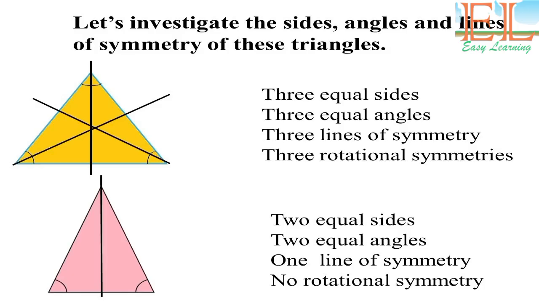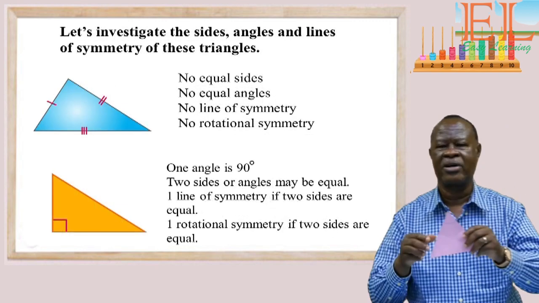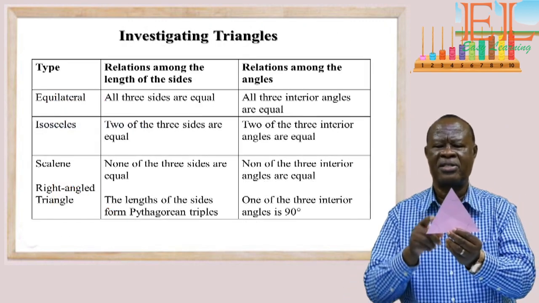From here, we now investigate the sides, angles, and lines of symmetry of these triangles. So let us start from the equilateral triangle. Now, we have the equilateral triangle here, and we can see that it has three sides. But what do we observe? These three sides are equal in size. And then you have three angles which are equal. So these three angles are equal.